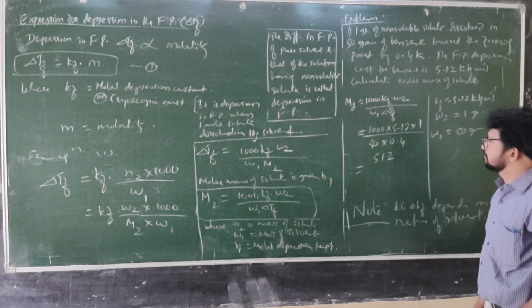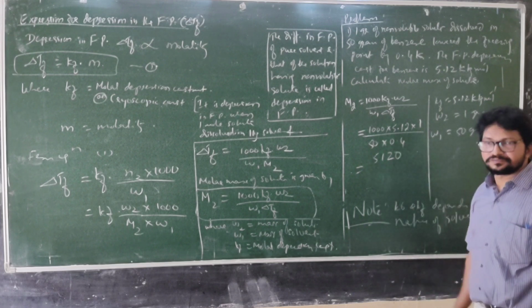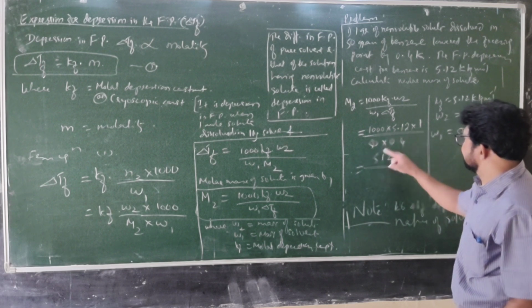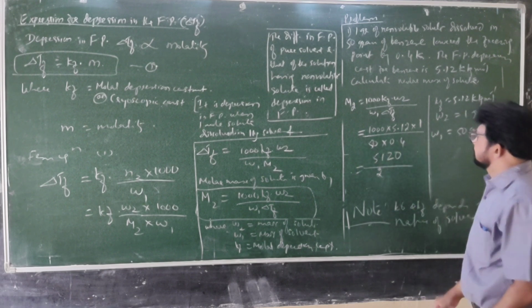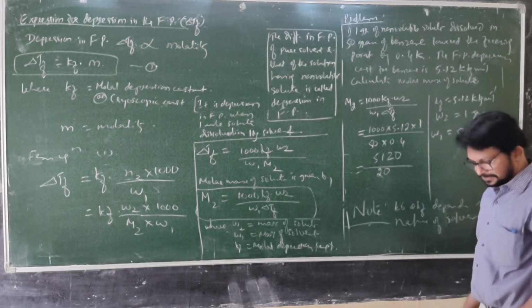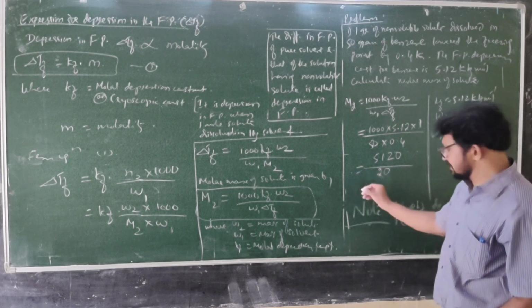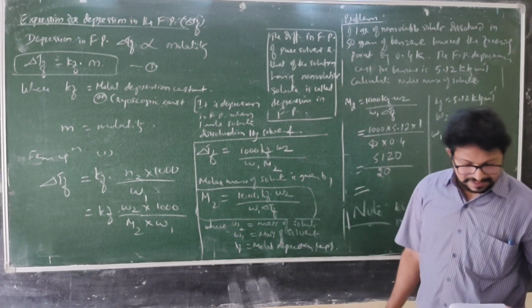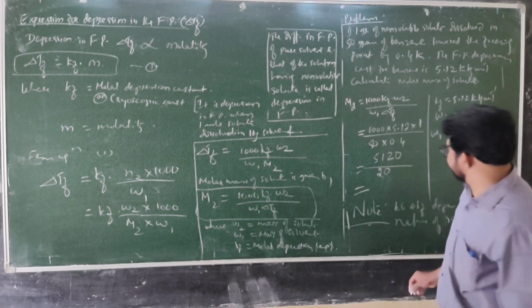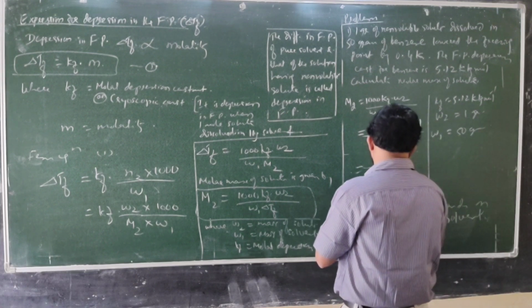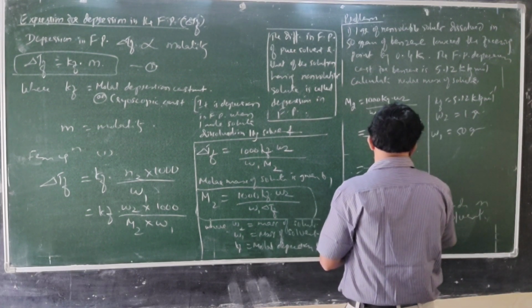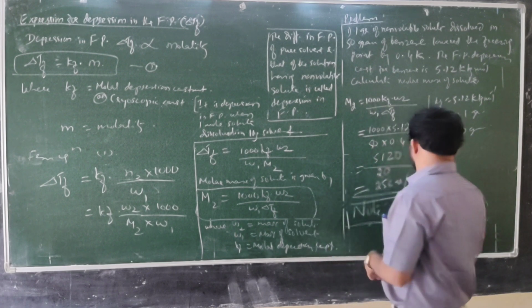So 512. Am I right? 512. 5120 divided by, is it 20? 20. So the answer is, how much answer? 256. 256 gram per mole. This is the answer.